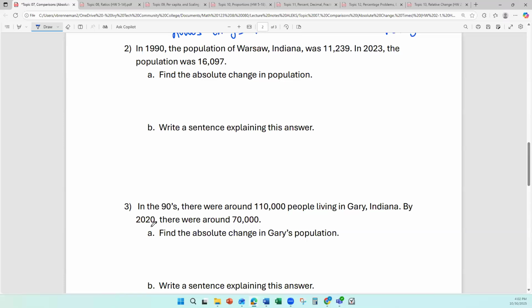If you're just asked for the absolute change value, if it's a decrease, it would potentially be given as a negative number. But either way, subtracting 16,097 minus 11,239. So let me throw that into a calculator. And it comes out 4858.